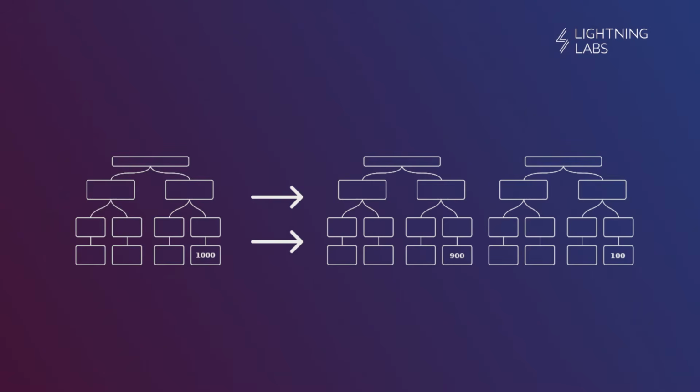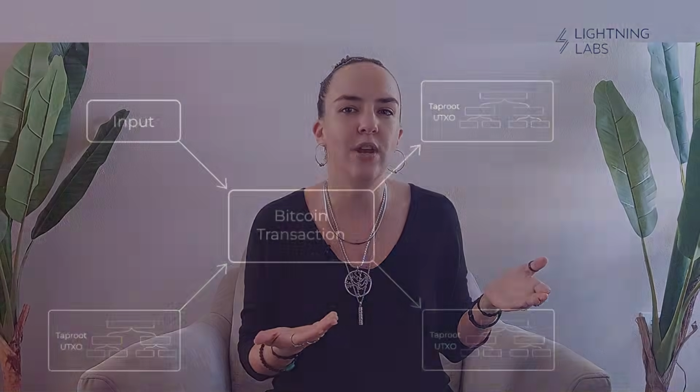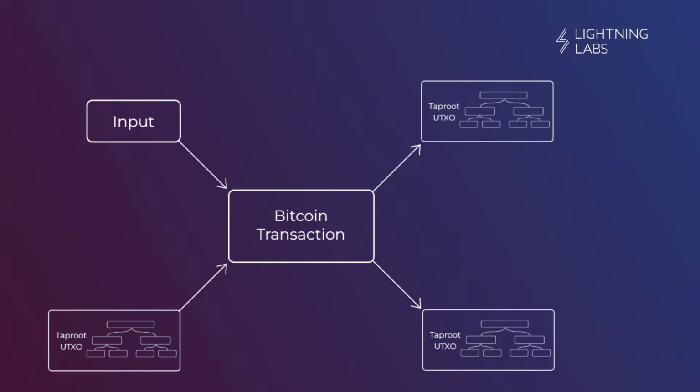So if Alice has 1,000 beef bucks that currently live in one Merkle tree, they now need to construct 2 new Merkle trees, one where Alice has 900 beef bucks and the other where Bob can hold his 100 beef bucks. Now to send these assets, Alice can take the UTXO that holds all her 1,000 beef bucks and use that as an input to a transaction that has at least 2 outputs.